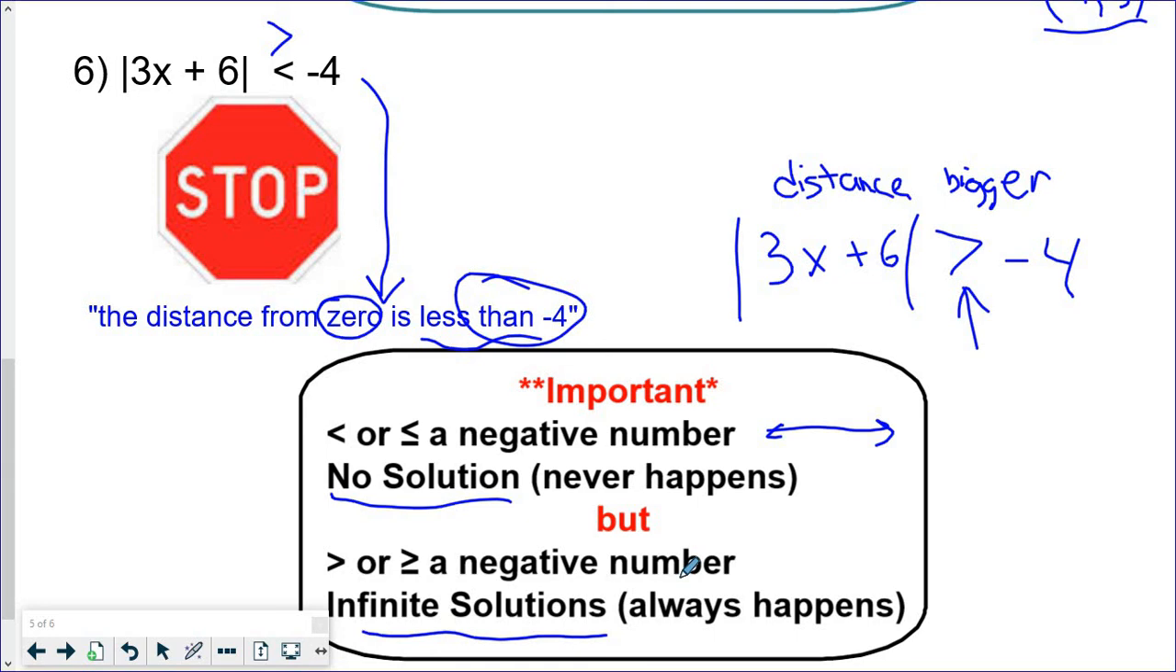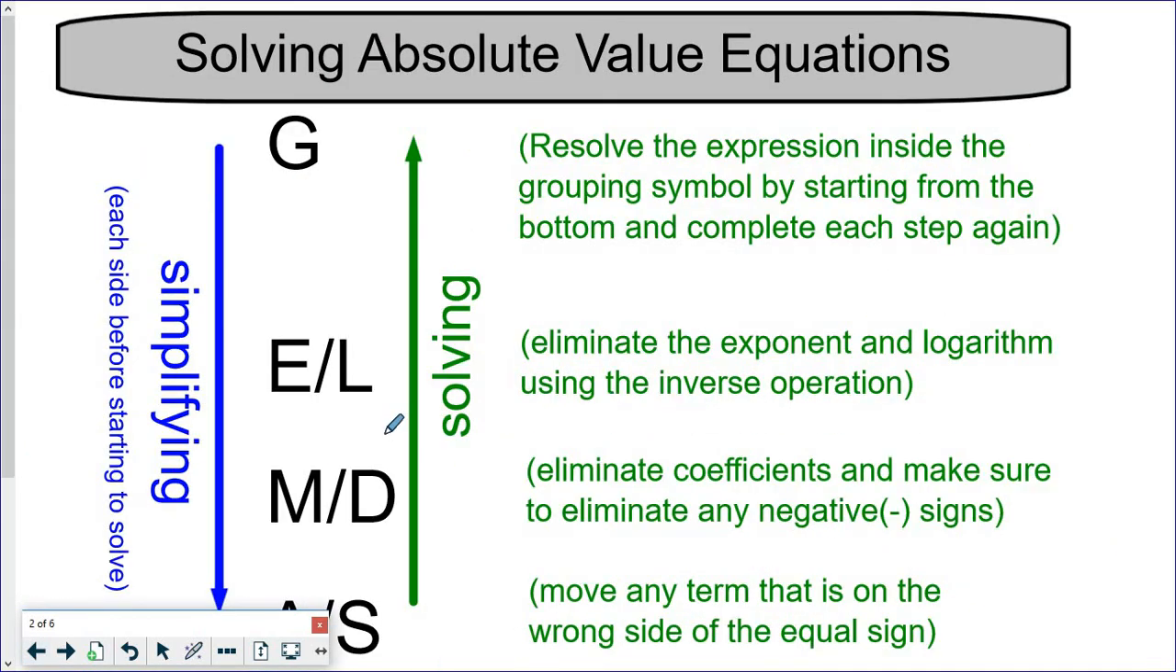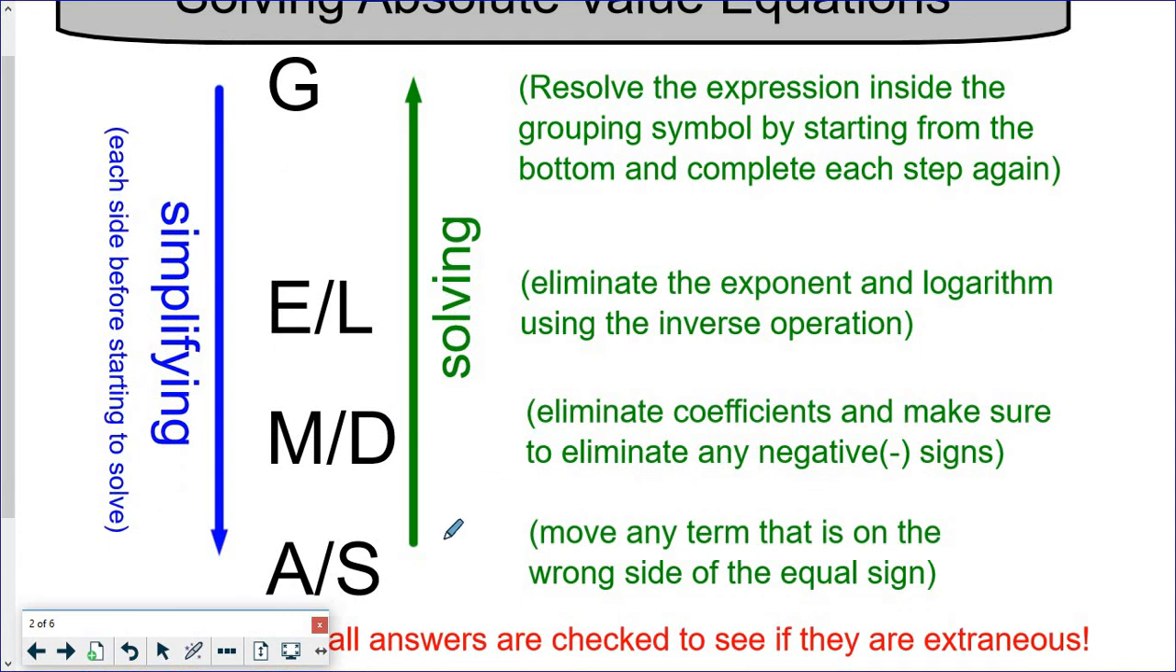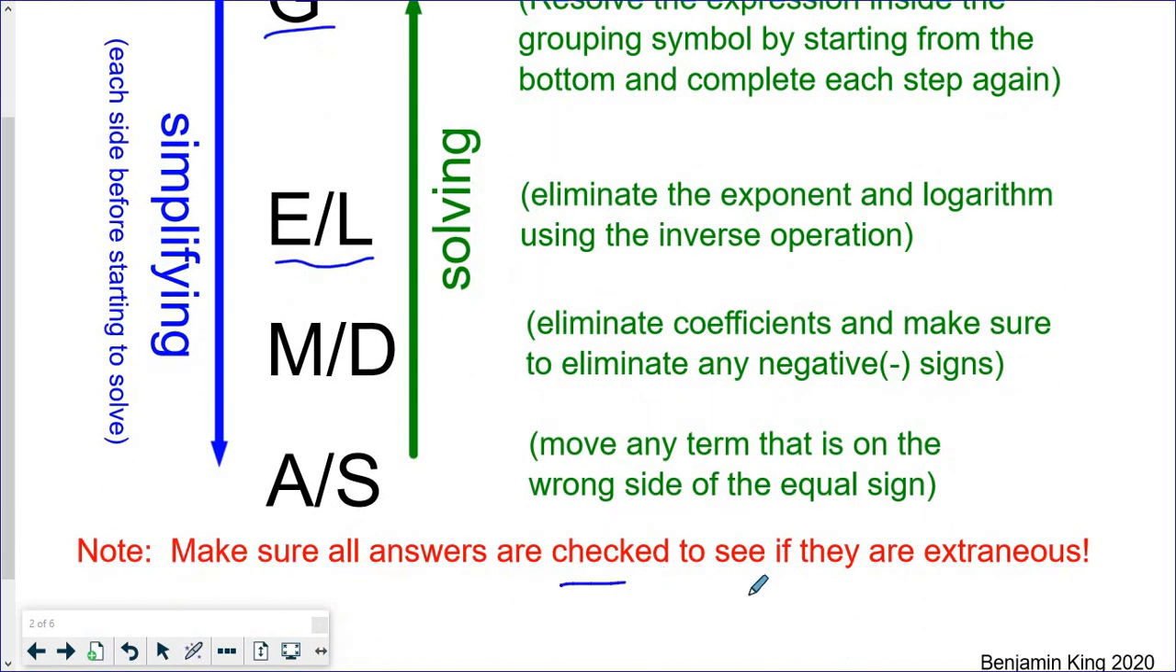So in review, you're going to reverse, right? The big thing that we learned, it starts right here with reversing GEMDAS. Once you do that, you have to make sure that you do the correct operation at the grouping symbol or later at the exponent logarithm step. And you must check your answers to make sure that they are not false answers.